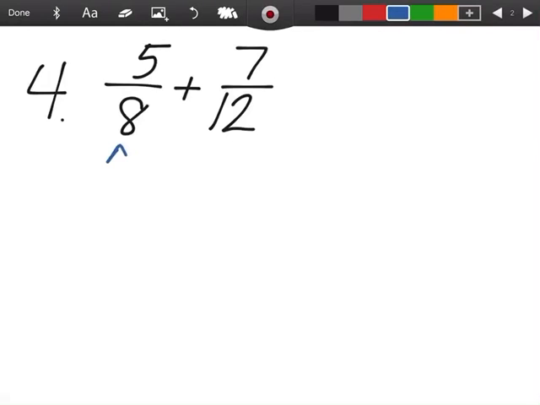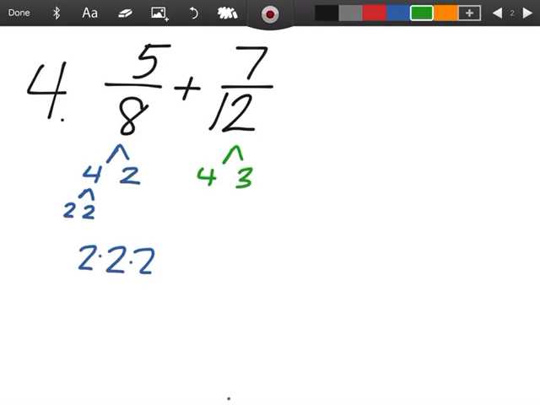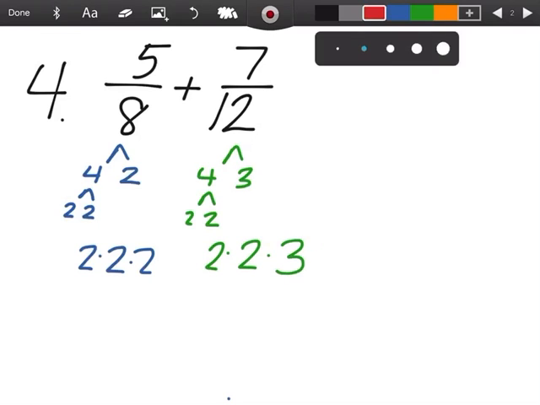doing with polynomials. So 8 factors into 4 and 2, and then 4 factors into 2, 2, and 2. So 8 is the same thing as 2 times 2 times 2. And then 12 factors into 4 and 3, and then 4 is 2 and 2. So 12 is the same thing as 2 times 2 times 3.